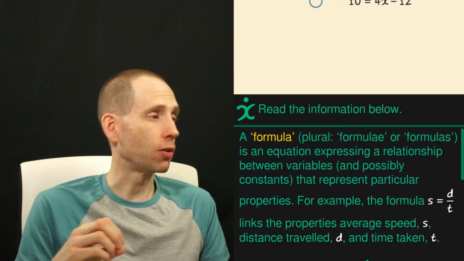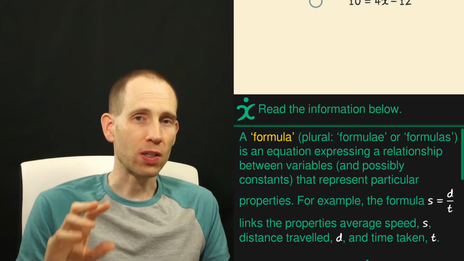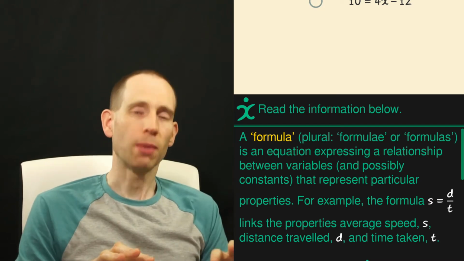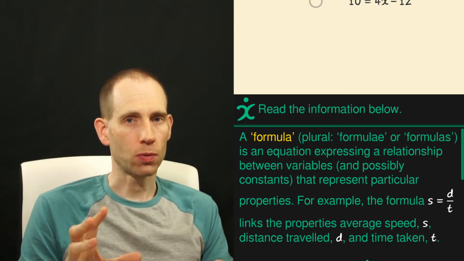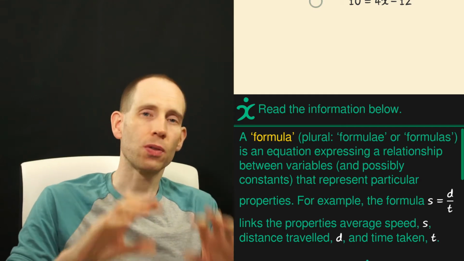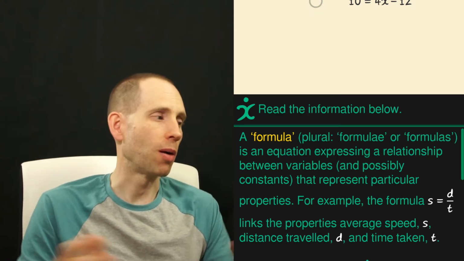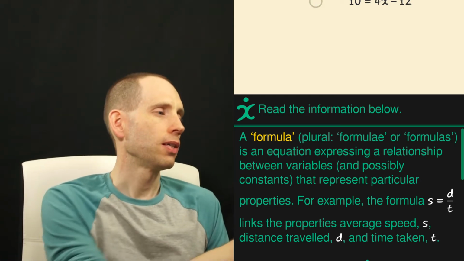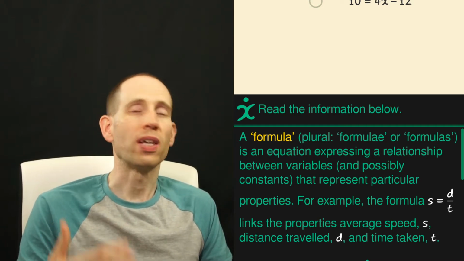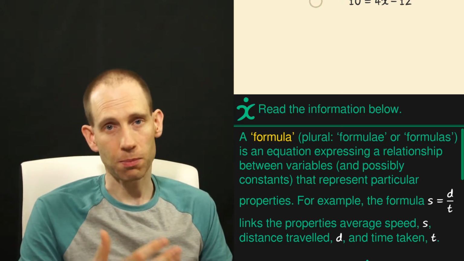So a formula, plural formulae or formulas, I think they're both used. A formula is a special type of equation that expresses a relationship between variables and possibly constants as well. But those letters in those formulas represent particular properties. It might be real life properties. So the example given here is S equals D over T. So that's a formula for the average speed equals the distance travelled divided by the time taken.